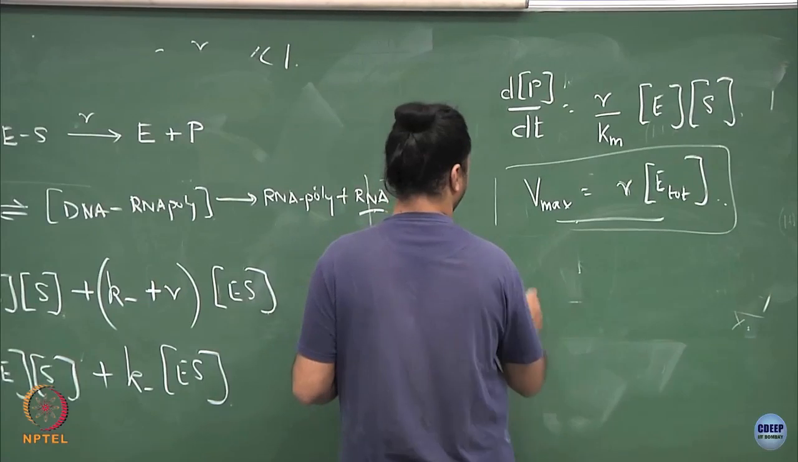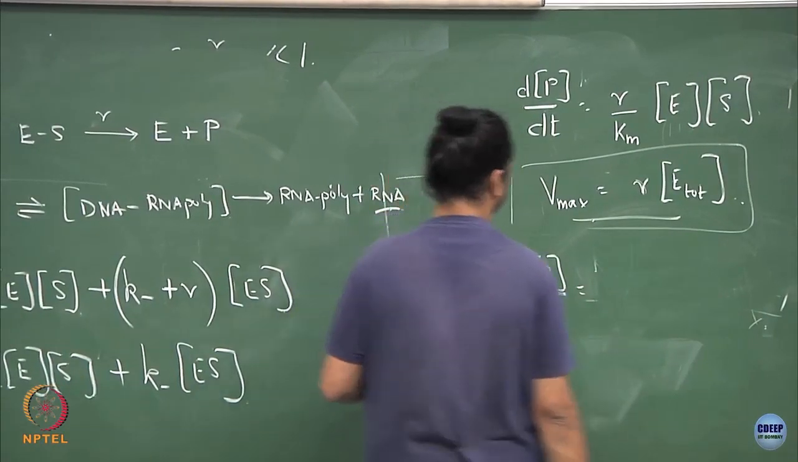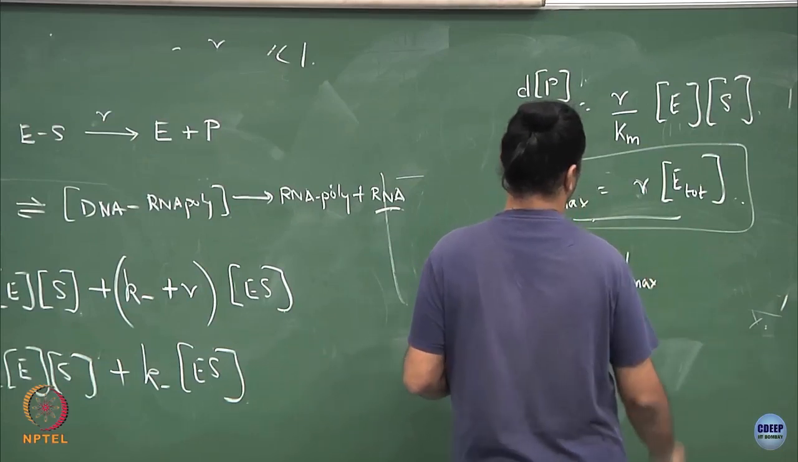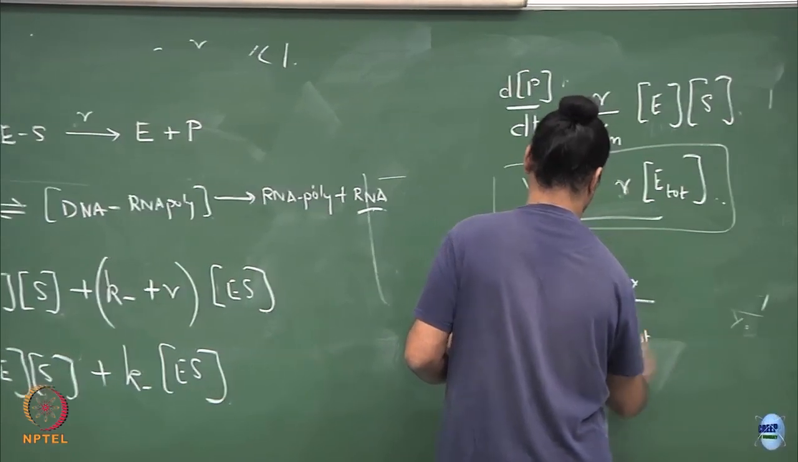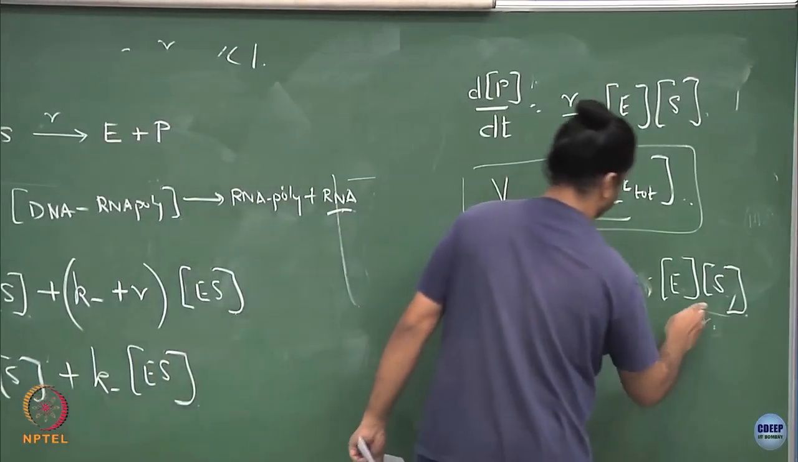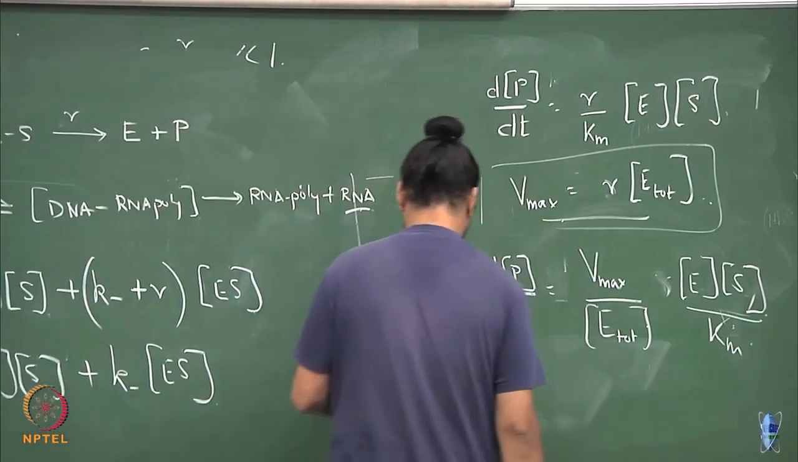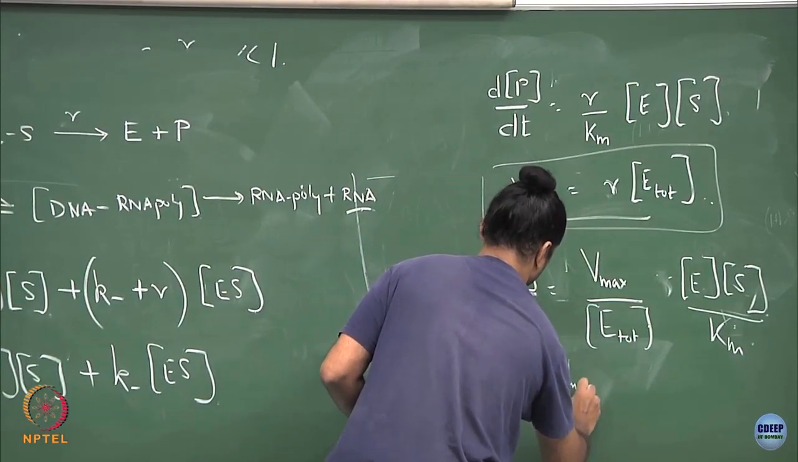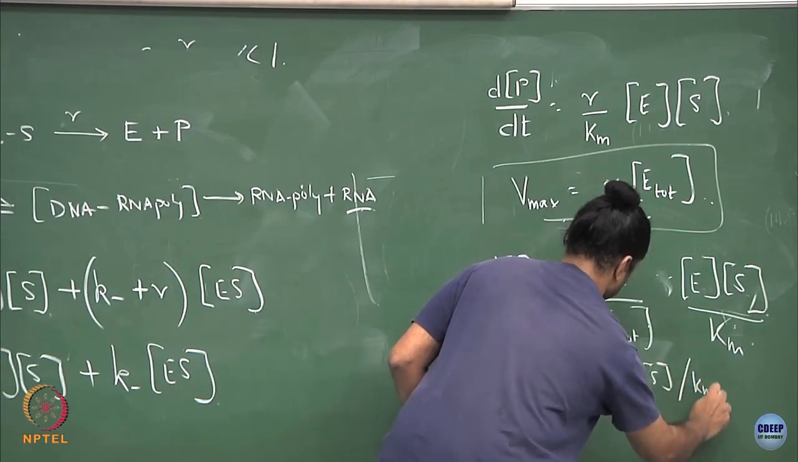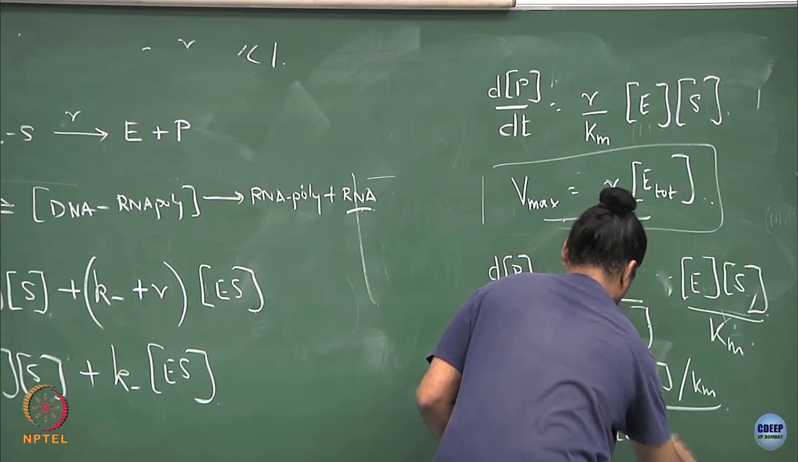I will just write it in terms of this. I will write this dP/dt. I just want to cast it in a familiar form. So, V max is R times E total, so R is V max by E total, into E times S by Km. This is V max into enzyme concentration, substrate concentration by Km, by the total enzyme concentration, which is E plus ES.